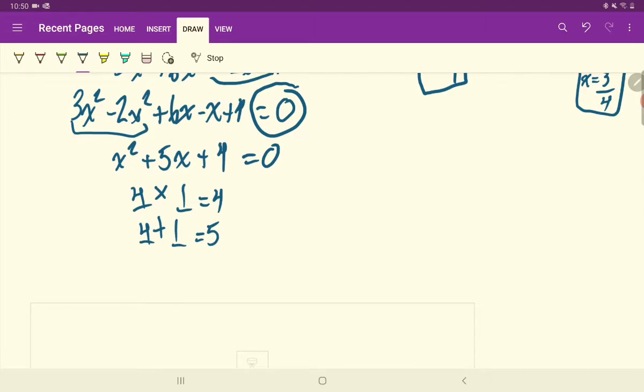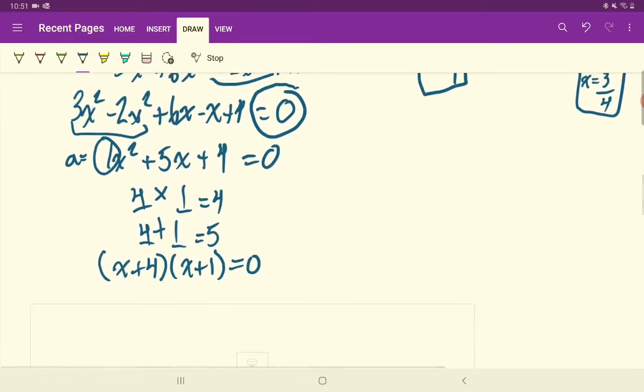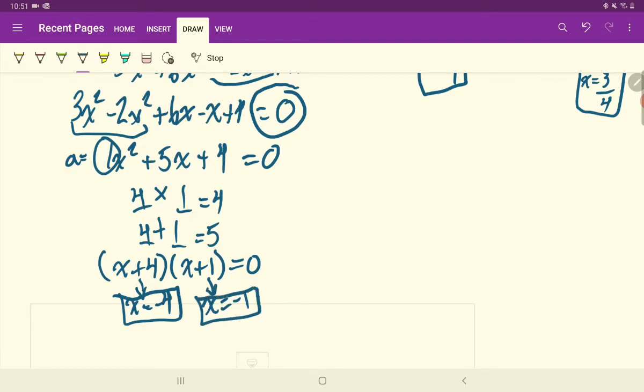Now we write out our ax plus m times ax plus n. Our a value is just 1, right? A is just 1. So it's just x plus 4, x plus 1. Don't forget your equals 0 because all we're doing here is changing to factored form. We haven't solved anything yet. We haven't found the x-intercepts yet. Okay, so we end up with x is equal to negative 4 and x is equal to negative 1. Those are our two x values that will make this equation equal 0.